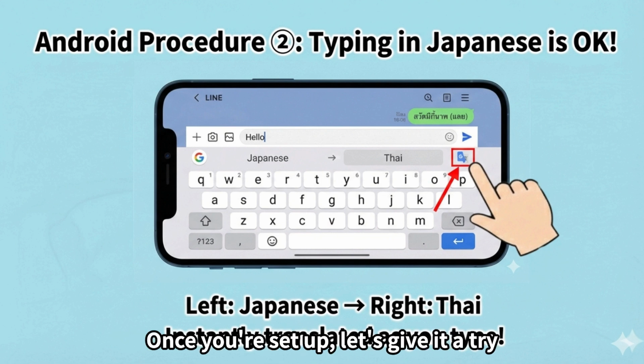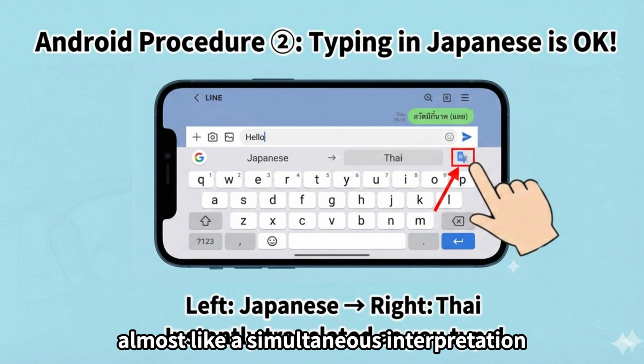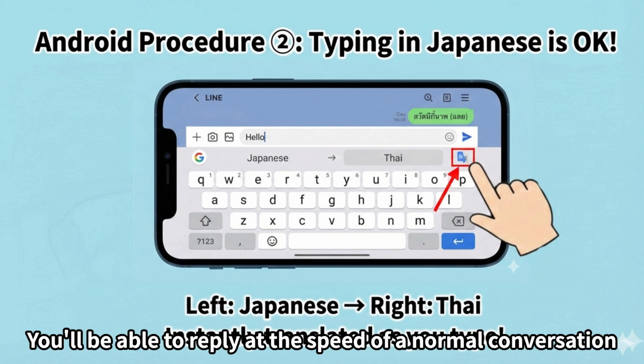Once you're set up, let's give it a try. Just start typing in Japanese, and look at that. It converts to Thai instantly, almost like a simultaneous interpretation. You don't have to jump back and forth between apps anymore. Just hit send. You'll be able to reply at the speed of a normal conversation.